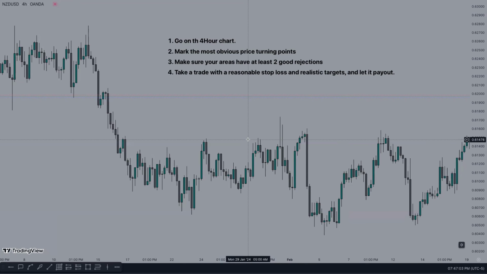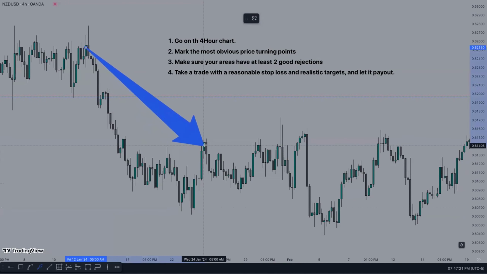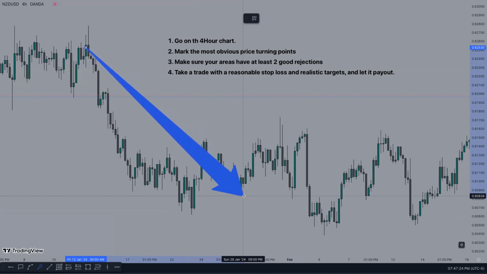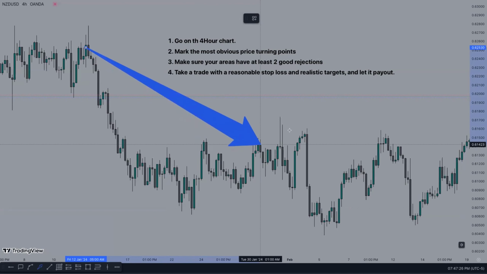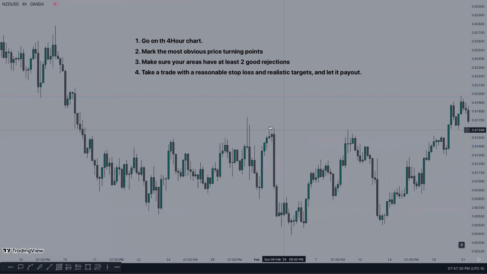Now that we have a clear view of the chart, let's go to the second checkbox. Mark the most obvious price turning points. What I mean by that is, if price is rallying down, then all of a sudden it stops and starts reversing back to the upside. All of a sudden it stops, it reverses to the downside. It stops, it reverses, it stops, it reverses. These are turning points of price.